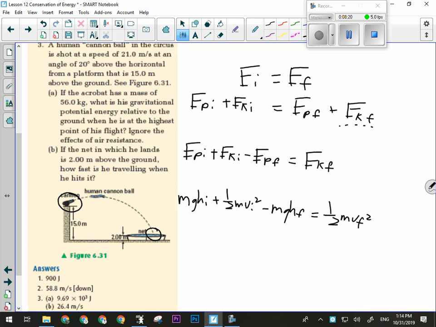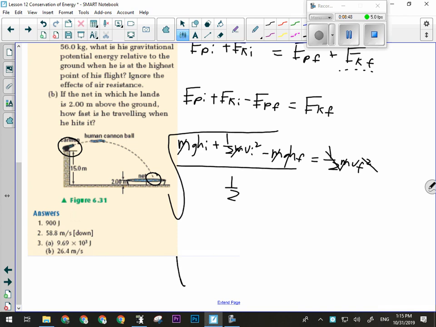Now, I want to solve for vf, and I'm seeing that even though I have the mass of the human cannonball, it's in every term. What can I do with it? I can get rid of it. Don't need it. Saves me entering stuff into my calculator and possibly making a mistake. Now, I want to get vf by itself. What do I do with the 1/2? Divide it. I want vf, not vf squared, so I square root.